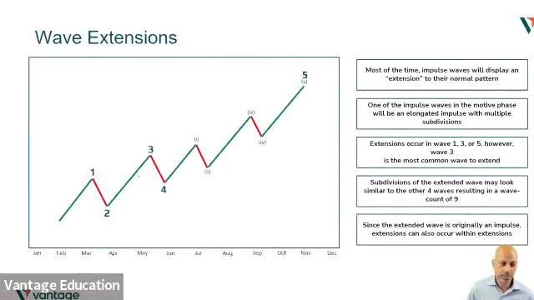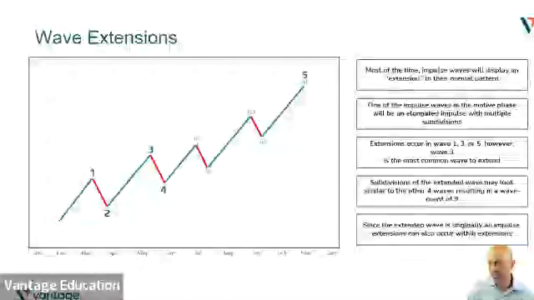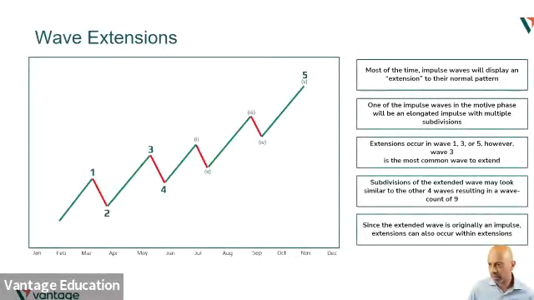Or this is a subdivision, right? So the extensions are basically the subdivisions as well. So impulse waves display an extension to the normal pattern, right? One of the impulse waves in the motive phase would be an elongated impulse with multiple subdivisions. So as you can see, from wave 4 to 5, wave 5 is an elongated impulse with multiple subdivisions, one, two, three, four, five, right?